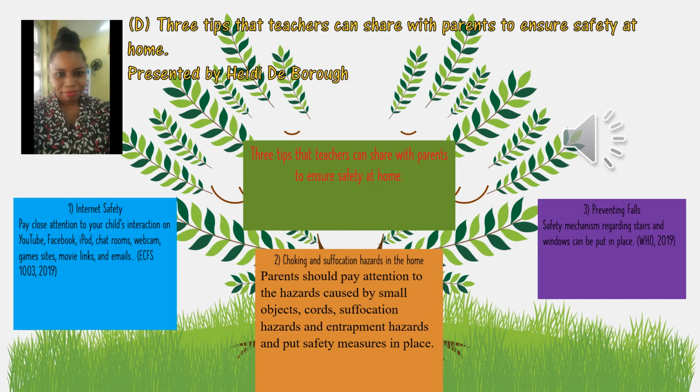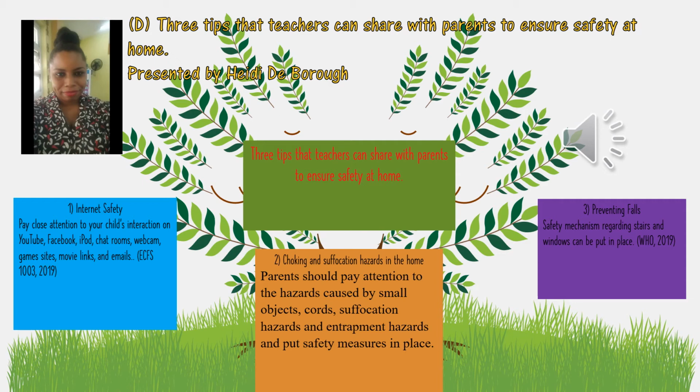3. Preventing falls. Falling is a normal part of the way of life of a developing child, learning to walk, climb, run, jump, and explore the physical environment. Some falls leave the child with nothing more than a bruise, while others can be fatal. Safety mechanisms regarding stairs and windows can be put in place.